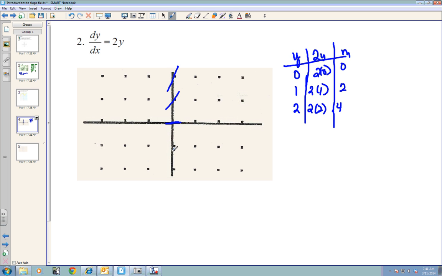What about when y is negative 1? 2 times negative 1, my slope is negative 2. Okay, so it's going to go the opposite direction with a slope of negative 2. And I plug negative 2 in, 2 times negative 2, that's going to give me negative 4. So a slope of negative 4. Let's see. So that's a slope of negative 2. So 1, 2 that way. I'm trying to think here just a second.